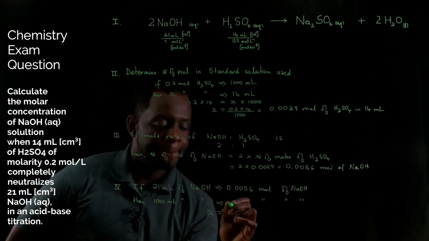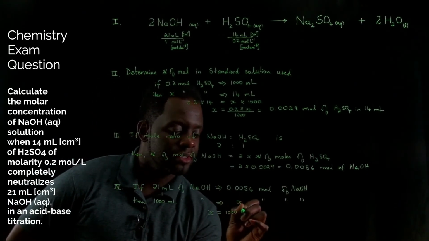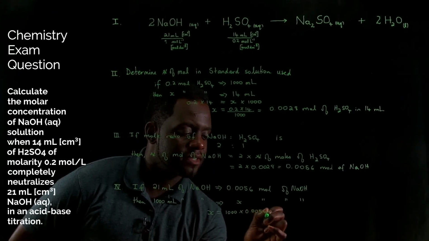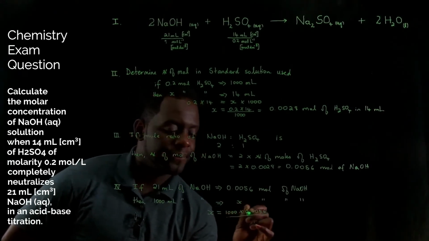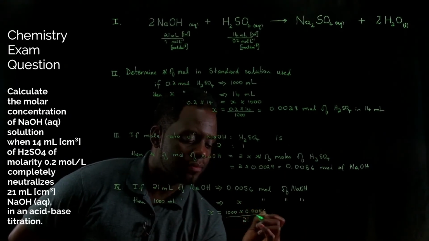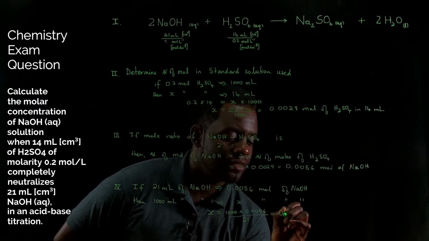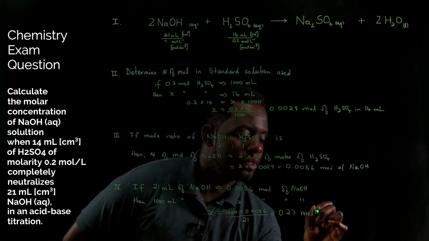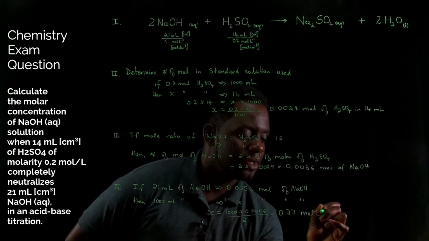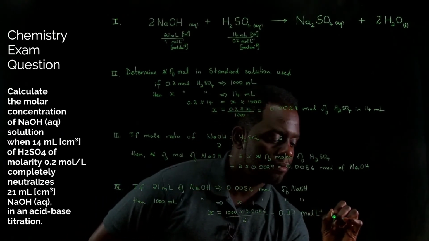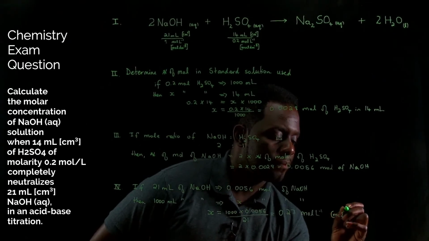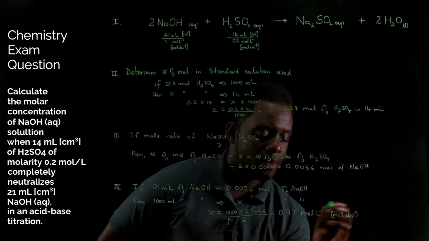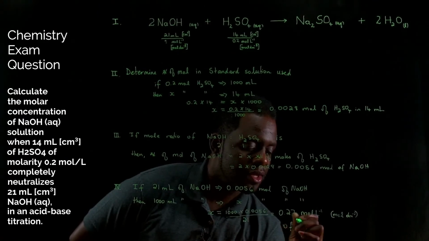will give us 1000 times 0.0056 divided by 21, which is equivalent to 0.27 moles per liter, or if you prefer, moles per dm cube of sodium hydroxide.